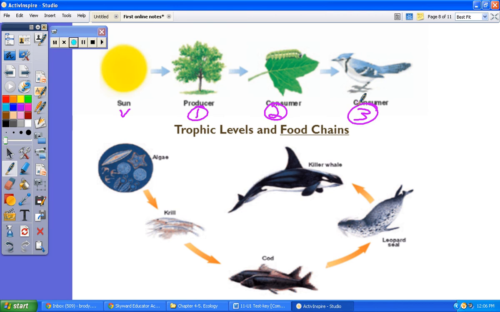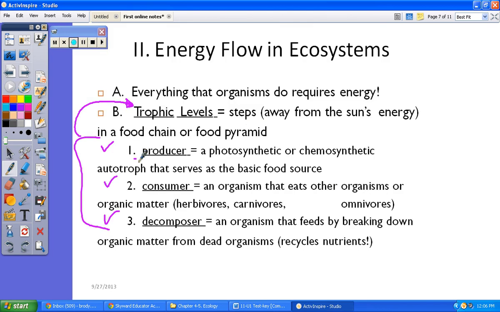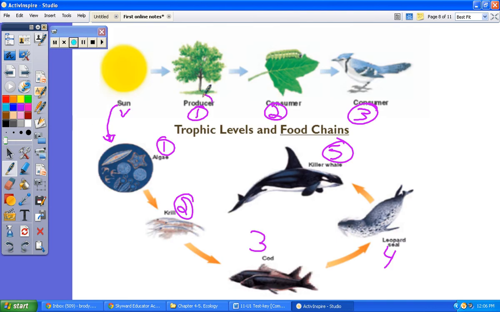Similarly, here on the bottom, this is an oceanic one. You have the sun here, and you have algae. This is in trophic level 1, trophic level 2, 3, 4. Killer whale would be in 5. Now, producers are the ones that can be in trophic level 1, because those are generally plants. Algae can be a producer as well.